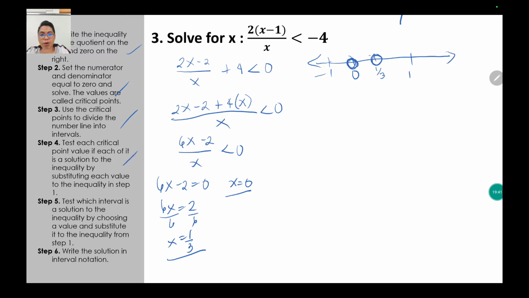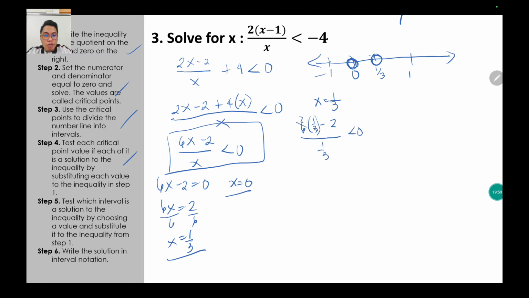Test each critical value point. So check natin yung x equals 1/3 sa ating equation na dito. So 6 times 1/3 minus 2 all over 1/3 less than 0. Ito kasi 2 na 2 eh. So 2 minus 2 is 0 over 1/3 less than 0. 0 na siya, no? Kasi 0 is less than 0. This one is false, no? So we will not shade that x equals 1/3. We will not shade this one.